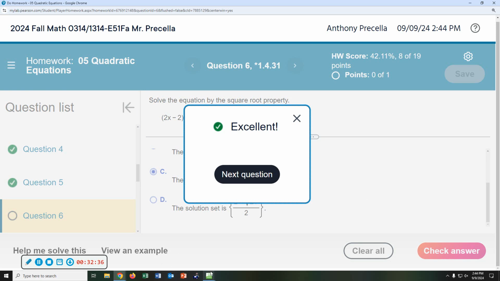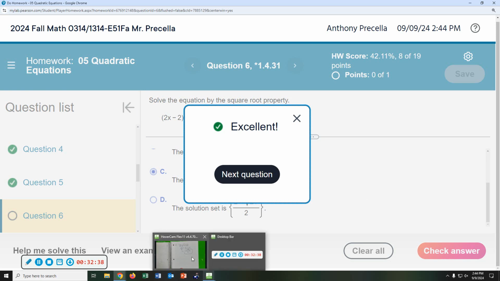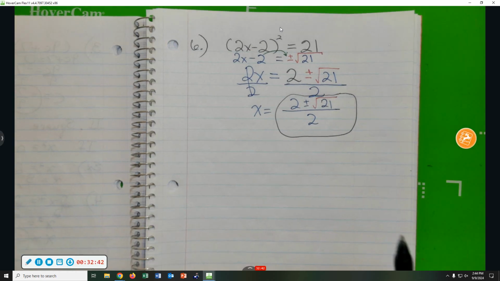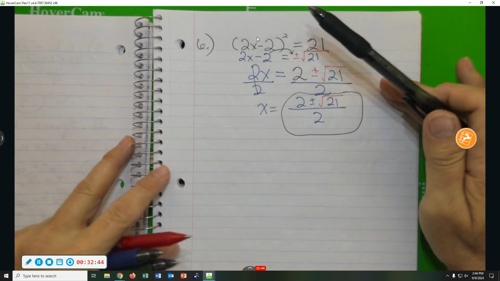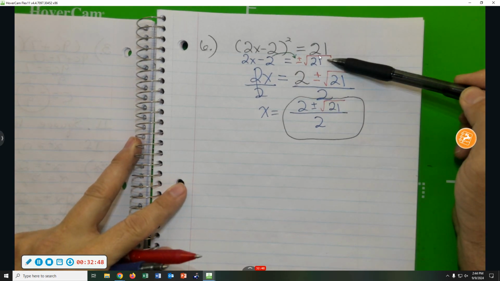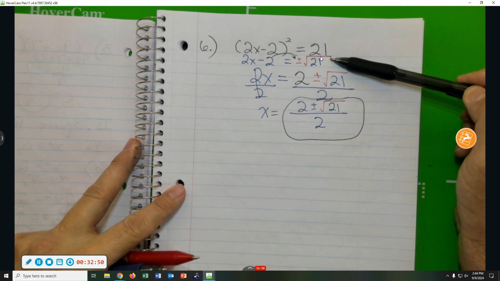Okay. Any questions? So yes. The binomial was squared at the beginning, and you broke down that square by squaring the other side? I did square rooting. We dropped the square on the left. We picked up the plus minus square root on the right.